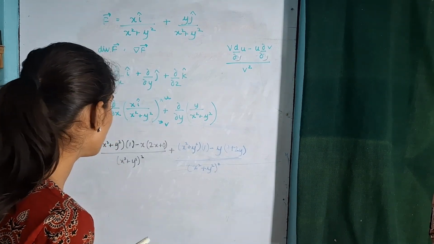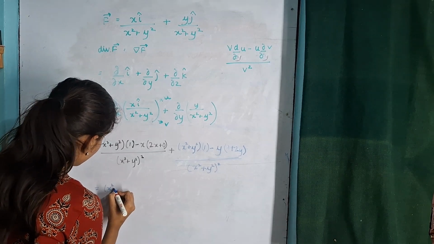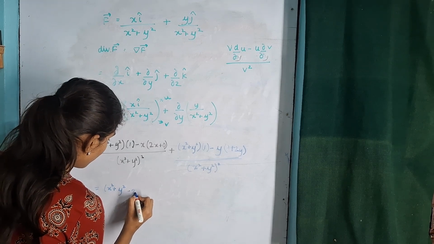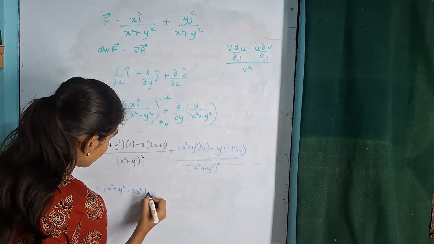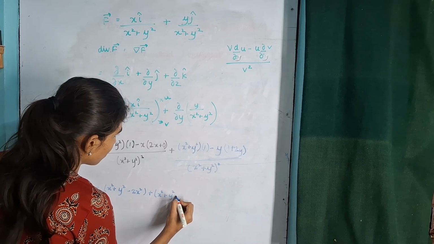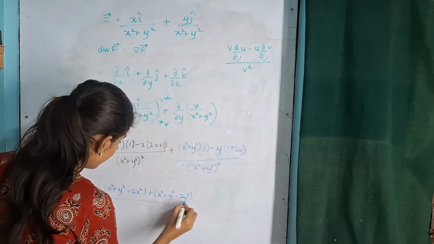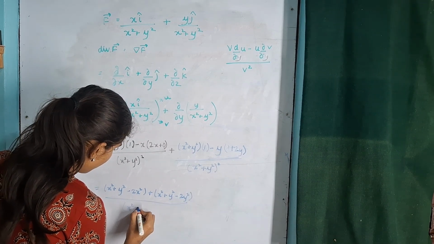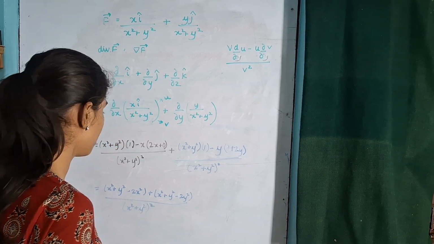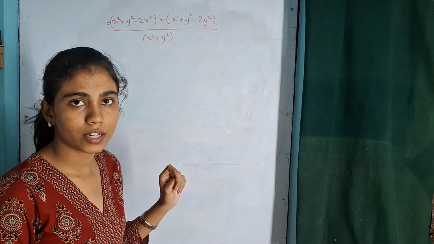Now we are going to combine this and write. So we have x square plus y square minus 2x square, plus x square plus y square minus 2y square, divided by x square plus y square, the whole square. I will simplify this further. This is what we got after differentiating.